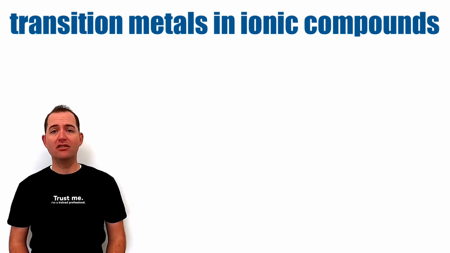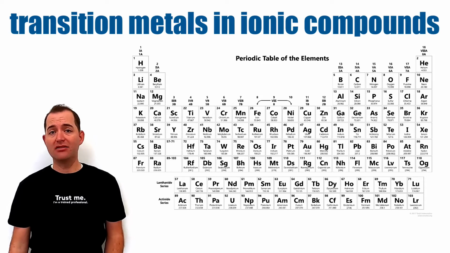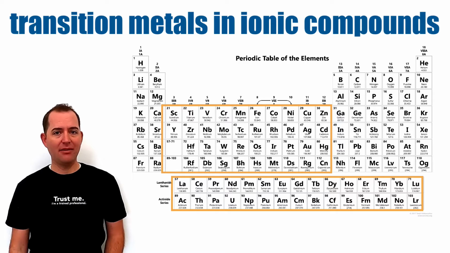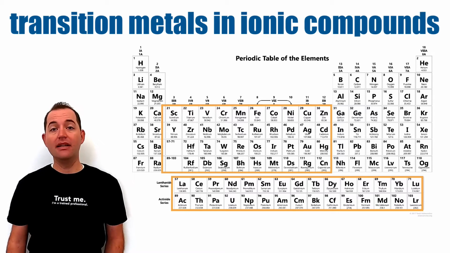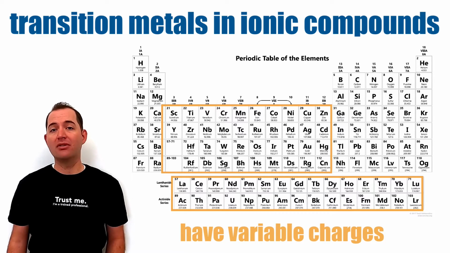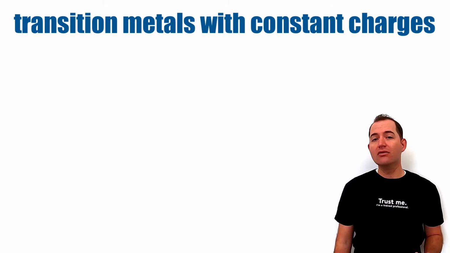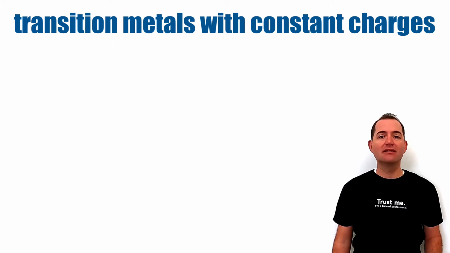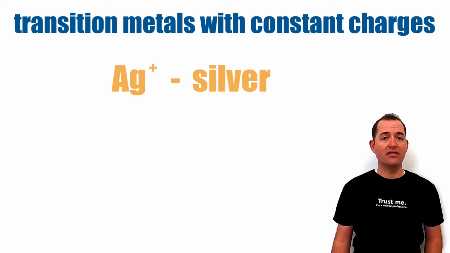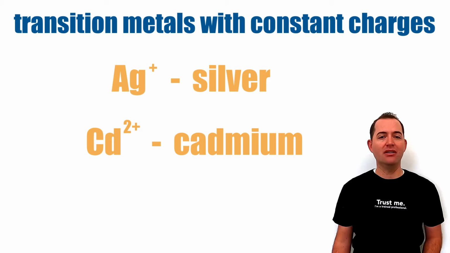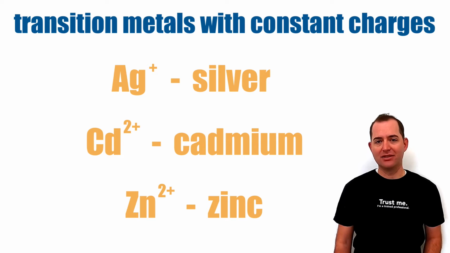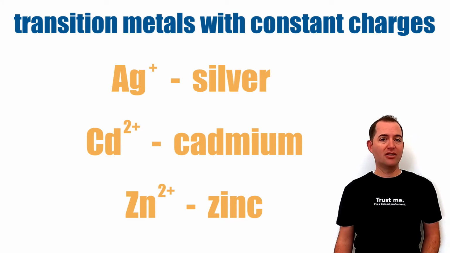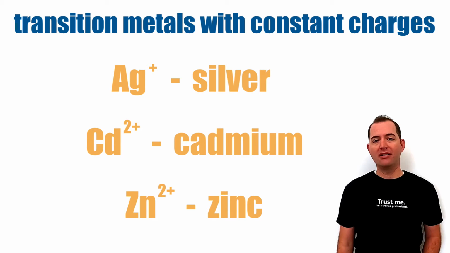Some ionic bonds include transition metals. Transition metals are found in the area of the periodic table known as the D block. These ionic compounds need to be treated a little bit differently because most transition metals have more than one possible ionic charge. There are only 3 transition metals that have consistent ionic charges: silver with a charge of +1, cadmium with a charge of +2, and zinc with a charge of +2. All others have variable charges that are based upon what they are bonded with.